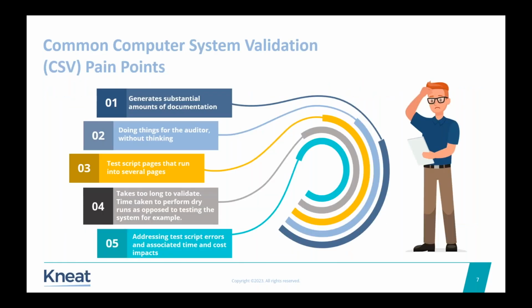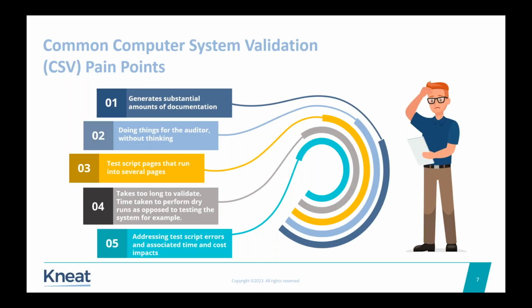So what are the common pain points? First, it generates substantial amounts of documentation. Why does it do that? Because we don't take a risk-based approach. The process says I create 14 documents regardless of how risky the system is or the level of risk a particular feature is. I'm going to create those 14 documents for no reason other than the fact the SOP tells me, and I'm not thinking about where I should concentrate my testing, which leads on to point 2, doing things for the auditor without thinking. My SOP says I need to have 14 documents. I'm going to create my 14 documents, whether they're needed or not.